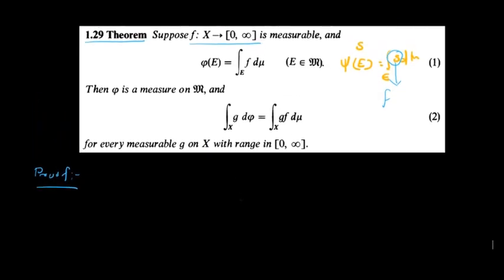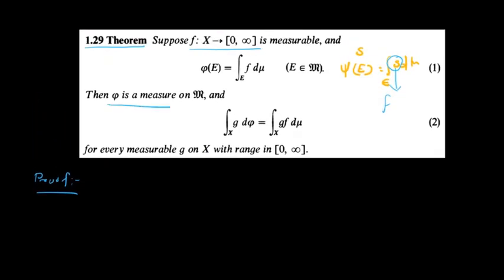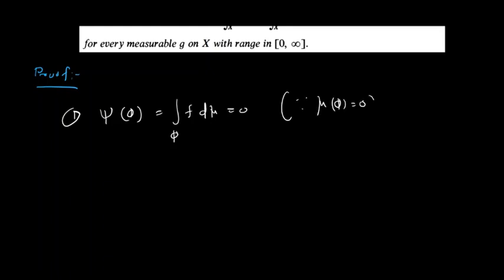First we want to show that this definition psi is a measure on M. The first property: psi of phi. What is psi of phi by definition? The integral over phi of f d mu, which is equal to 0. Why? Because we have mu of phi equal to 0. That is, if we integrate over a set of measure 0, then we will get 0. So that's why psi of phi equals 0.